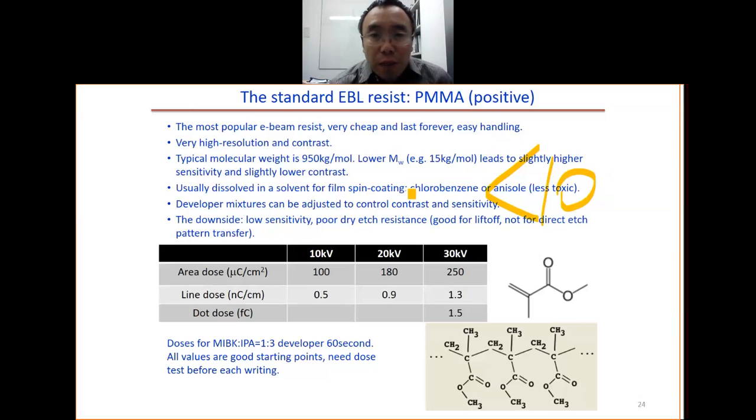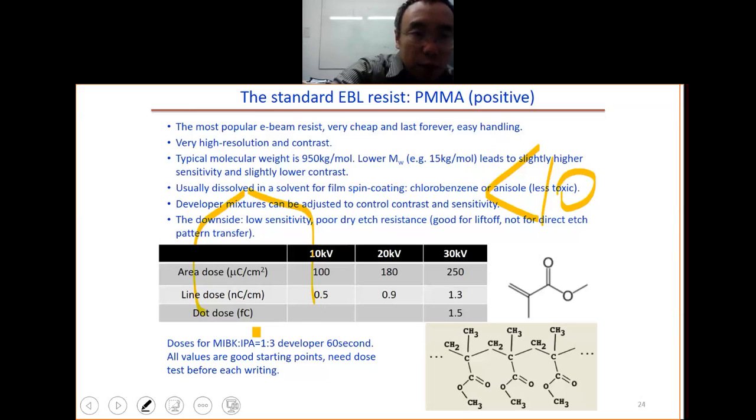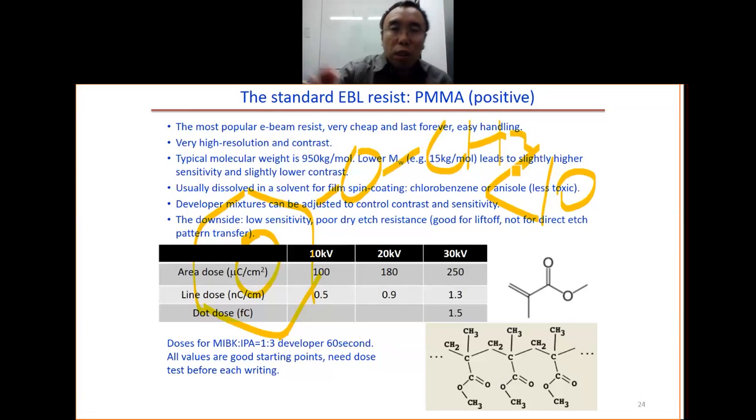Normally it's dissolved in chlorobenzene. When I was a PhD student, we used chlorobenzene a lot. But nowadays I see nobody uses chlorobenzene because people use anisole. Anisole is less toxic than chlorobenzene. This is the chemical structure of anisole, with OCH3. We use this solvent to dissolve the PMMA for spin coating. The developer mixture can be adjusted to have different contrast and sensitivity. We will see this later on.